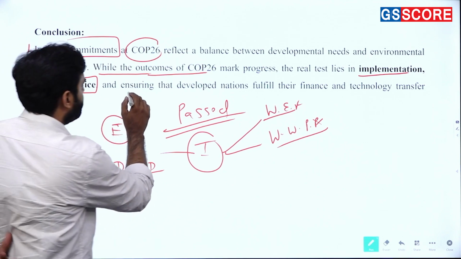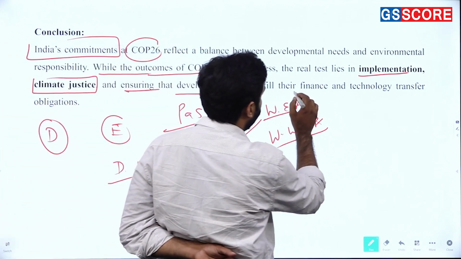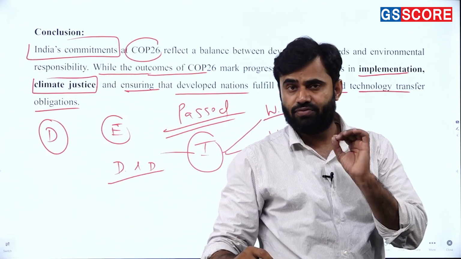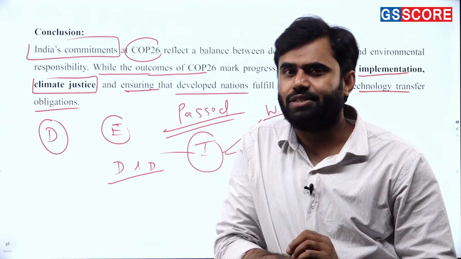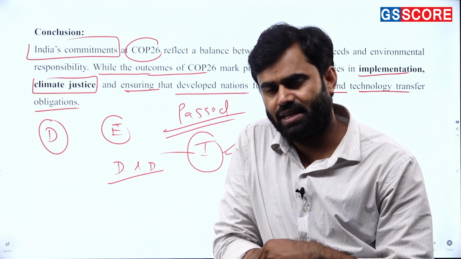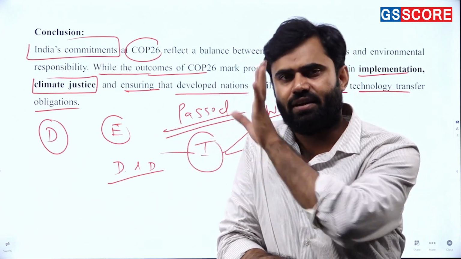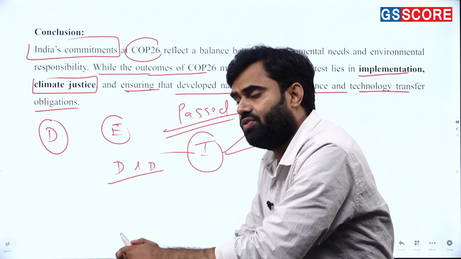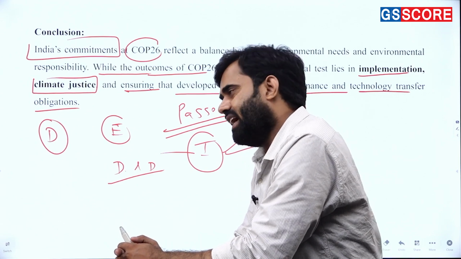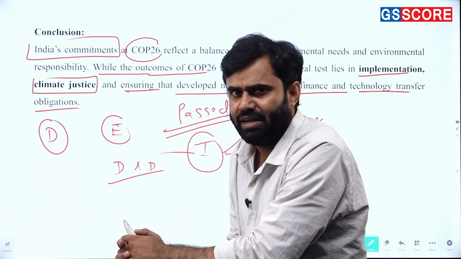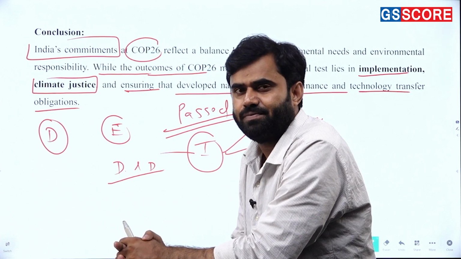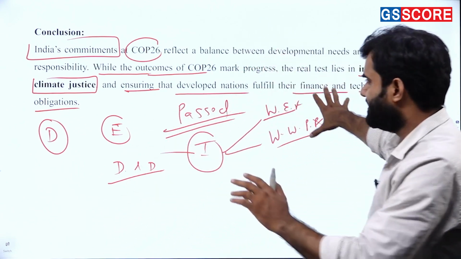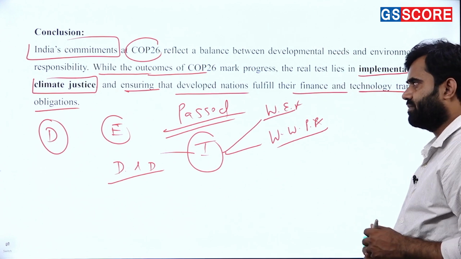In the third line, I mentioned ensuring that developed nations fulfill their finance and technology transfer obligations. I focused on please ensure that you transfer the technology and fund to developing countries. So you will find the 3 lines are talking about 3 different meanings, and each and every line has a different condition, a different meaning, and a specific knowledge. Do you get my point? Okay, so this is enough from the question.